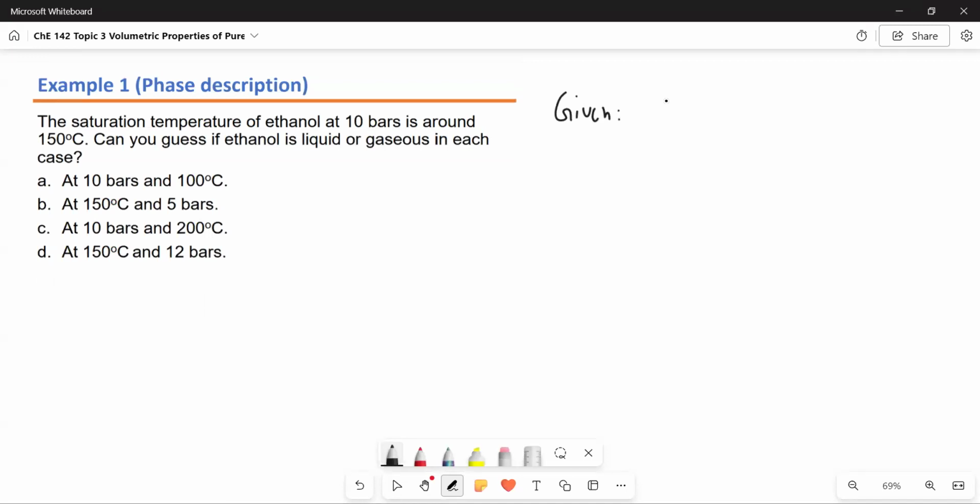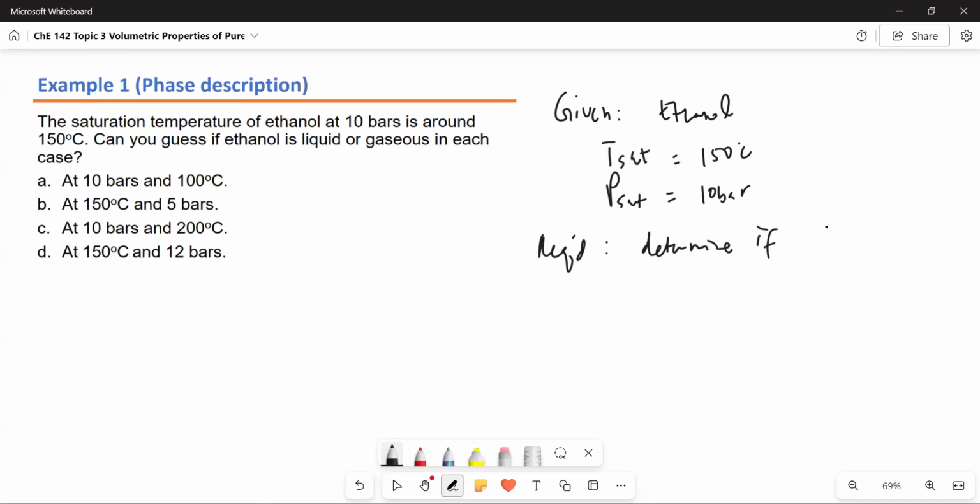Given ethanol, the saturation temperature Tsat equal to 150 degrees Celsius. So correction, pressure and temperature. Okay, so Psat is 10 bars. Required: determine if liquid or gaseous.